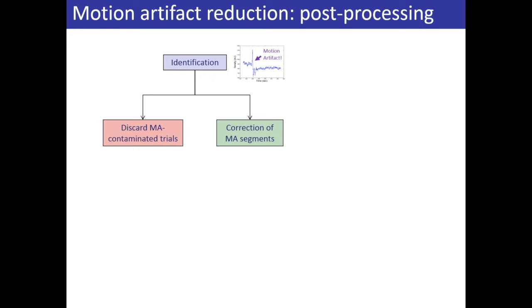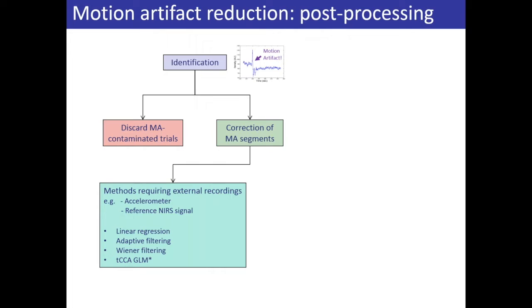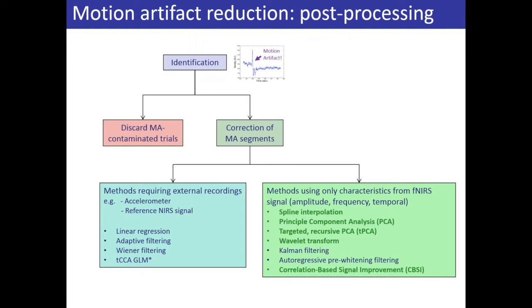There are various ways described in the literature on how to do that. One can broadly divide these options into two. Methods requiring external recordings, such as an accelerometer or a reference NIRS channel. And there are various methods on how to use them to correct for motion. Here we listed a couple of them: linear regression, adaptive filtering, or Wiener filtering, and TCA GLM. But not everyone has these external measurements. Then we can use the temporal or frequency characteristics of the fNIRS signal itself to correct for motions.